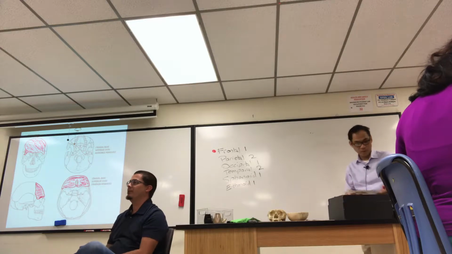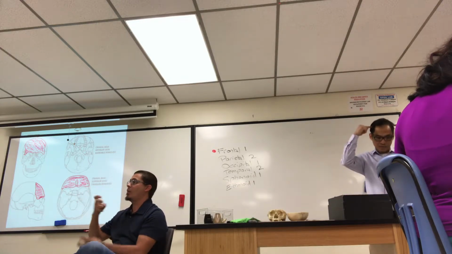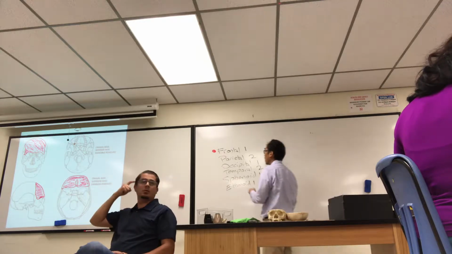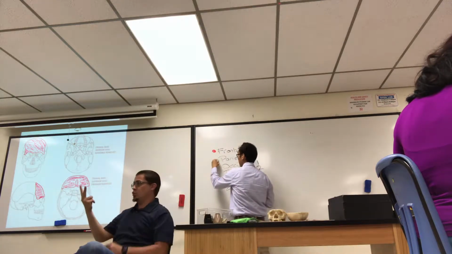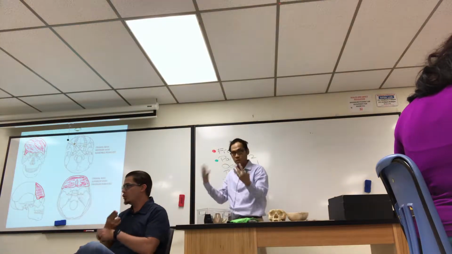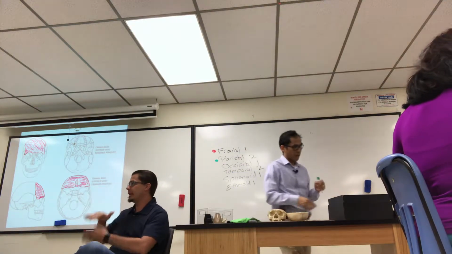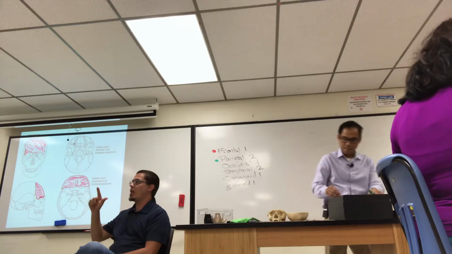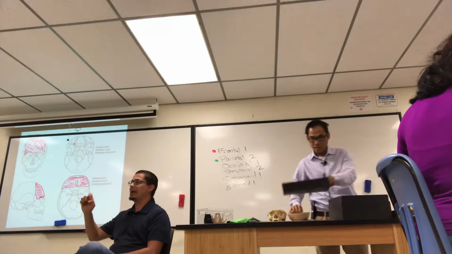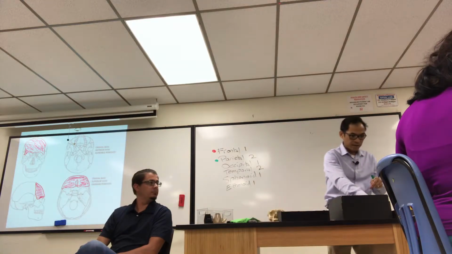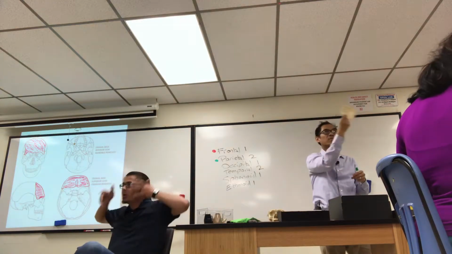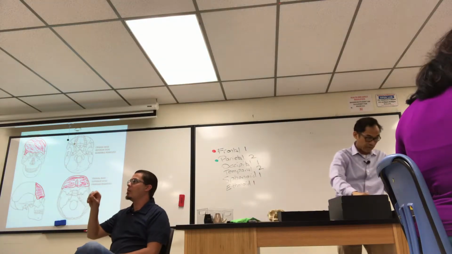Your parietal bones are the sides of your skulls. Use green for that. Doesn't matter what color you use, right? It's just orienting you to where these bones are. So your parietal bone is a broad, flat plate. Let me show you here. Look at that. It's a broad, flat, rectangular bone, okay? Parietal bone.